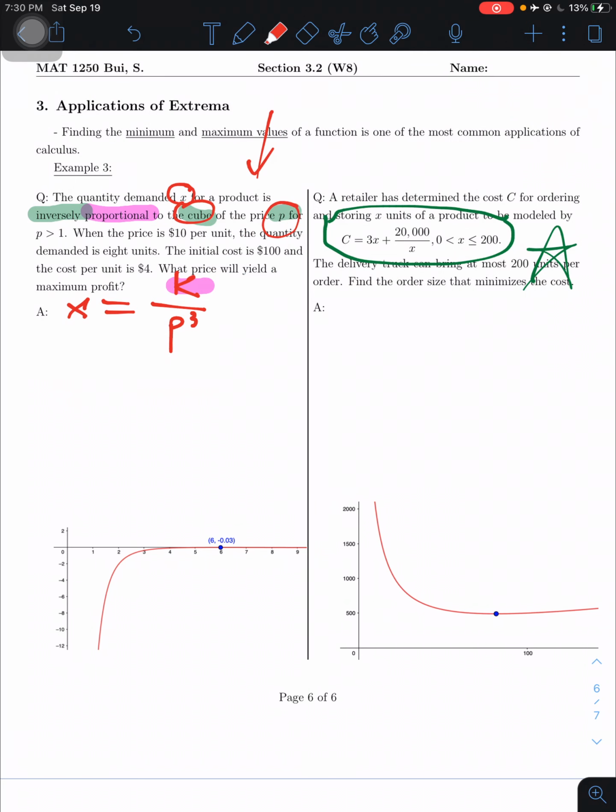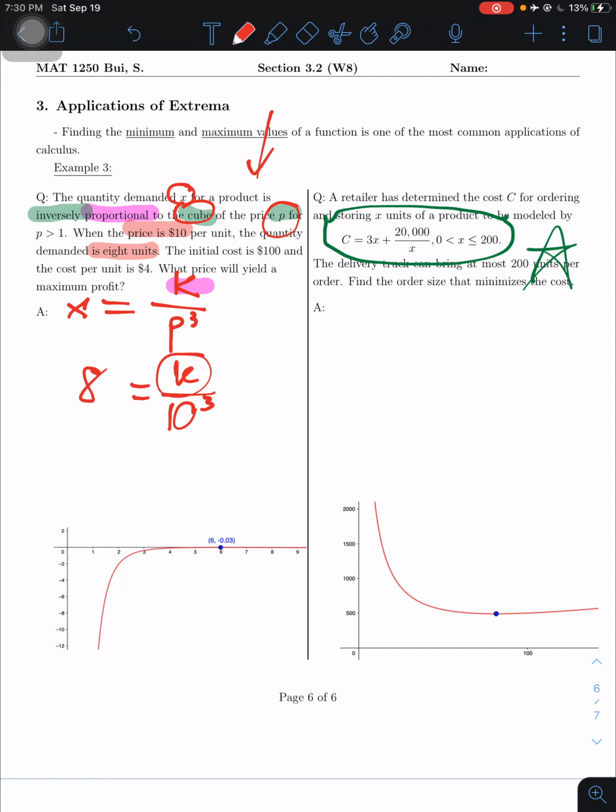Okay, all right, so what we do is we notice that when the price p equals 10, then the quantity x equals 8. So k is unknown, but when p equals 10, then x equals 8. This is from what is given. From there, we're going to try to solve for k.